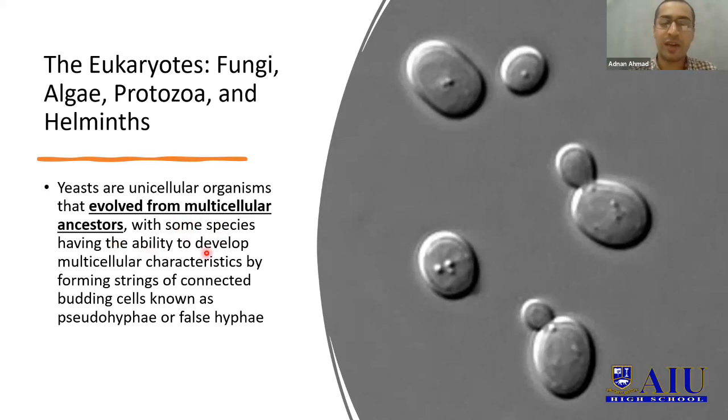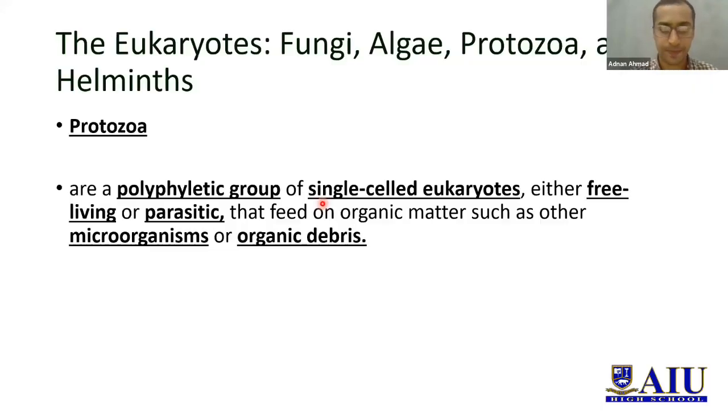Some species have the ability to develop multicellular characteristics by forming strings. This single cell, as you can see here under a microscope, can change itself into a multicellular form. As you can see here, the one cell is being changed into another cell by this bud. This is called budding, right? This is something interesting about these fungi.